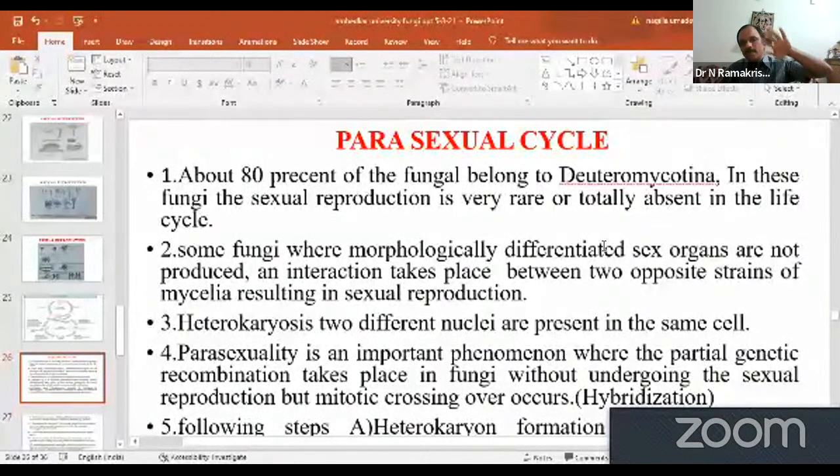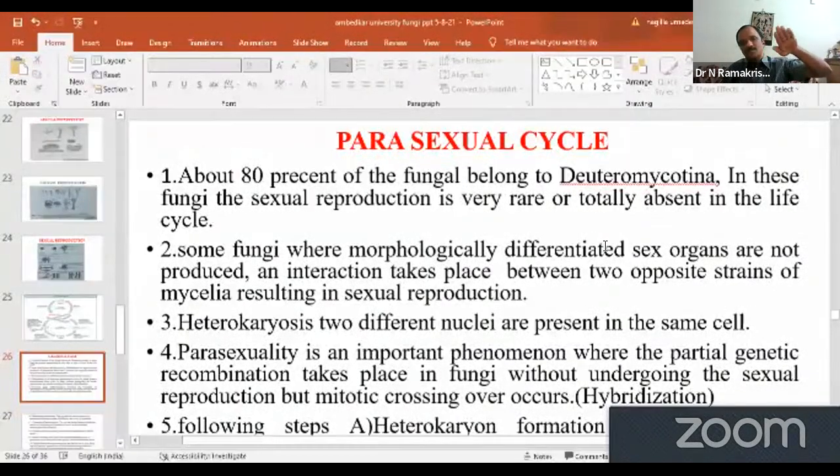Mastigomycotina. So here we are looking at sexual reproduction systems. But we are coming to the other five, the entire absence of sexual reproduction systems. That's why all that is in the parasexual cycle.